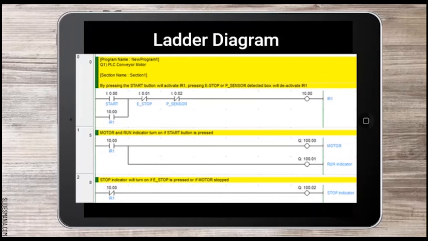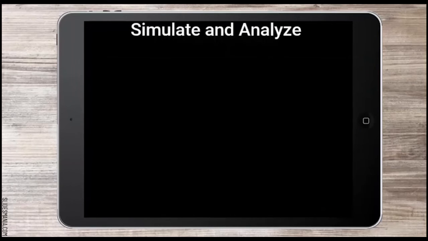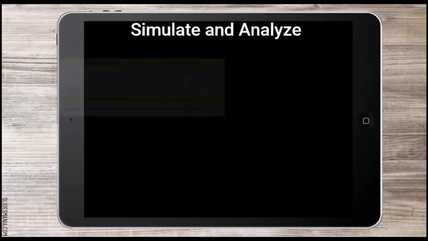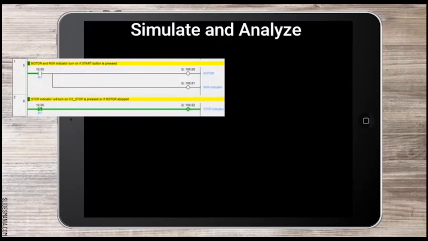At rung 1, the motor and run indicator turn on if the start button is pressed. At rung 2, the stop indicator will turn on if the emergency stop or stop button is pressed, or if the motor stops. We move to the simulation and analysis of the ladder diagram. As you can see, this is the figure of the diagram.